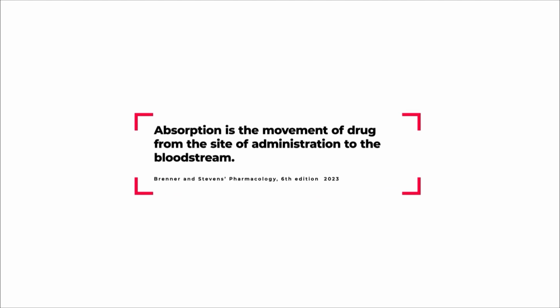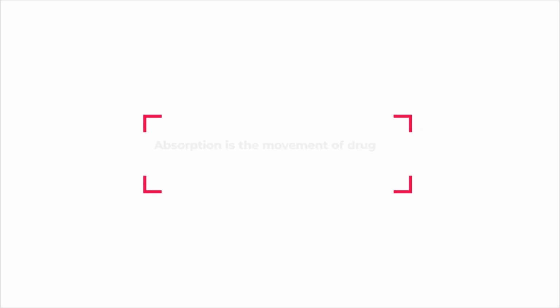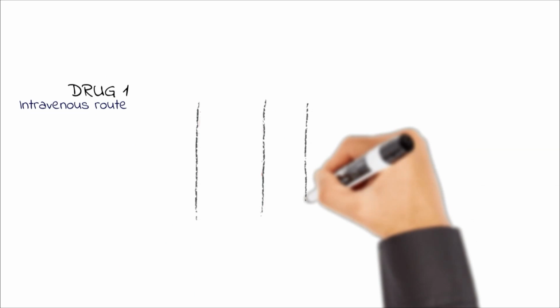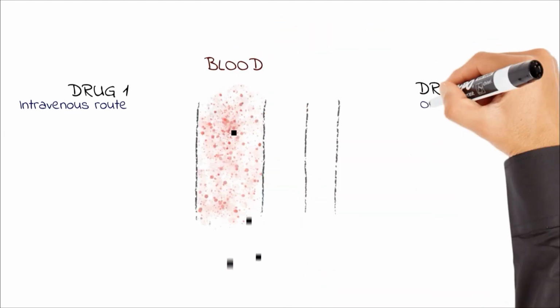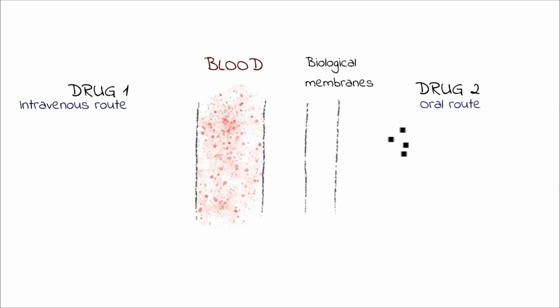Absorption is the movement of drug from the site of administration to the bloodstream. Drugs injected parenterally bypass biological epithelial barriers. In the gut, lungs, and skin, drugs must first be absorbed through a layer of epithelial cells that have tight junctions. For this reason, drugs face a greater barrier to absorption after oral administration than after parenteral injection.